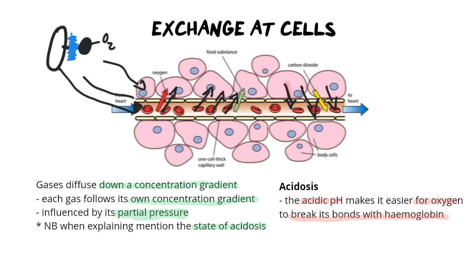So now we have CO2 joining this little molecule here. And so now that red blood cell can go off and move the CO2 all the way to the lungs so you can breathe it out. And this is only possible when you have acidosis, which is a slight acidic pH of the blood.